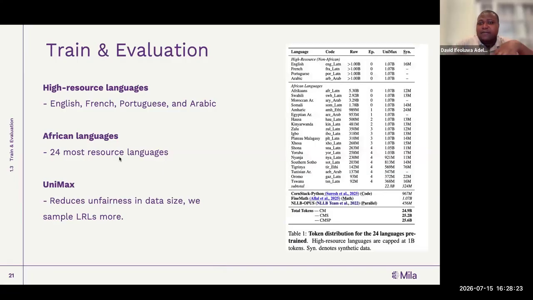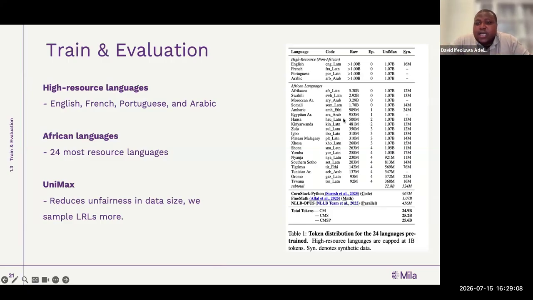And the idea is to reduce unfairness in data size. For example, looking at the data here, you see that English has more than 1 billion tokens, French, Portuguese, Arabic have more than 1 billion tokens. And then Swahili, Moroccan Arabic, and Somali also have more than 1 billion tokens. But the other African languages, after combining data, have less than 1 billion tokens. So how can we reduce this unfairness? We want everything to be, if possible, near 1 billion tokens. So what we did was to sample some other languages more than one time. For example, Amharic, we sample a bit more. Hausa, we sample like twice more.